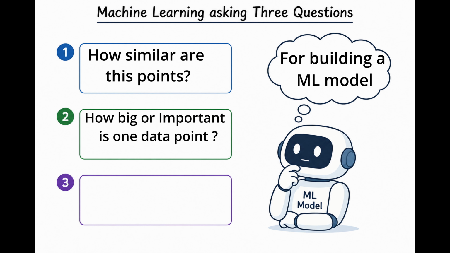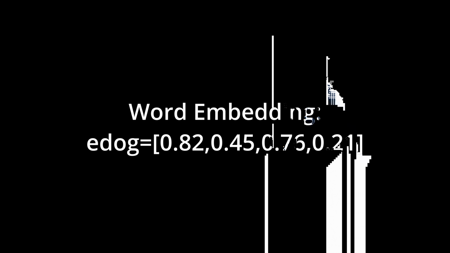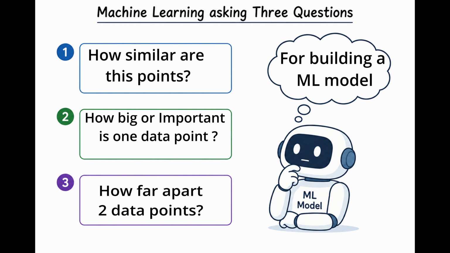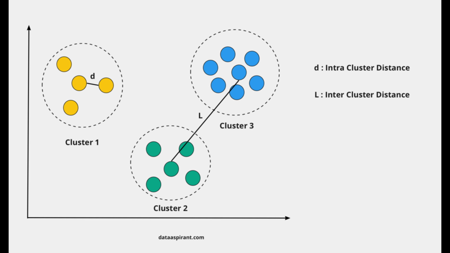Question 2, how big or important is one data point? Example, a word embedding may have a stronger or weaker representation. You need a length. So this is what the norm gives you. And question 3, how far apart are two data points? Example, K-means clustering needs distances. So you need a distance.